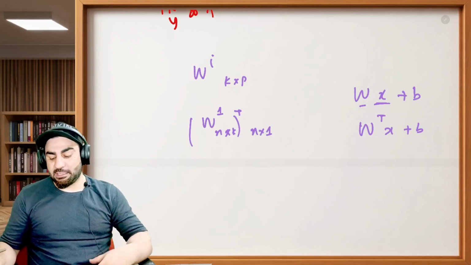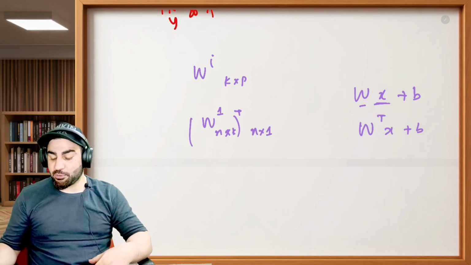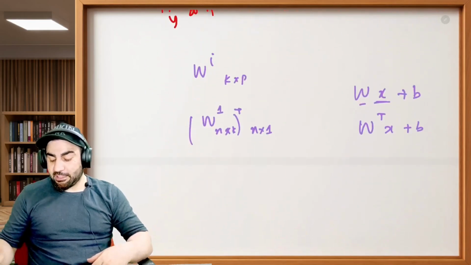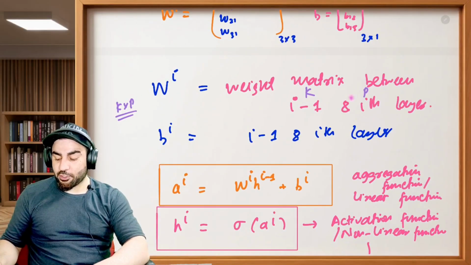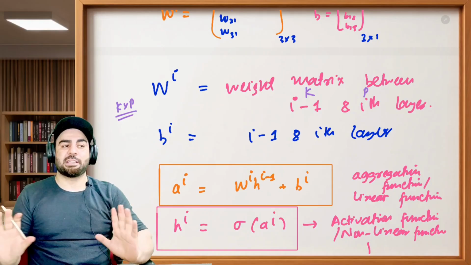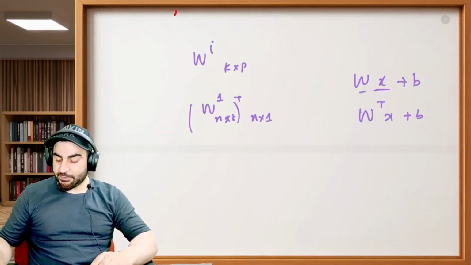Sometimes you write it in such a way that the transpose is not required, but if you define it like this, as I have defined it over here, k cross p, you'll have to take the transpose. It depends how you define it. Okay, I hope this is clear.